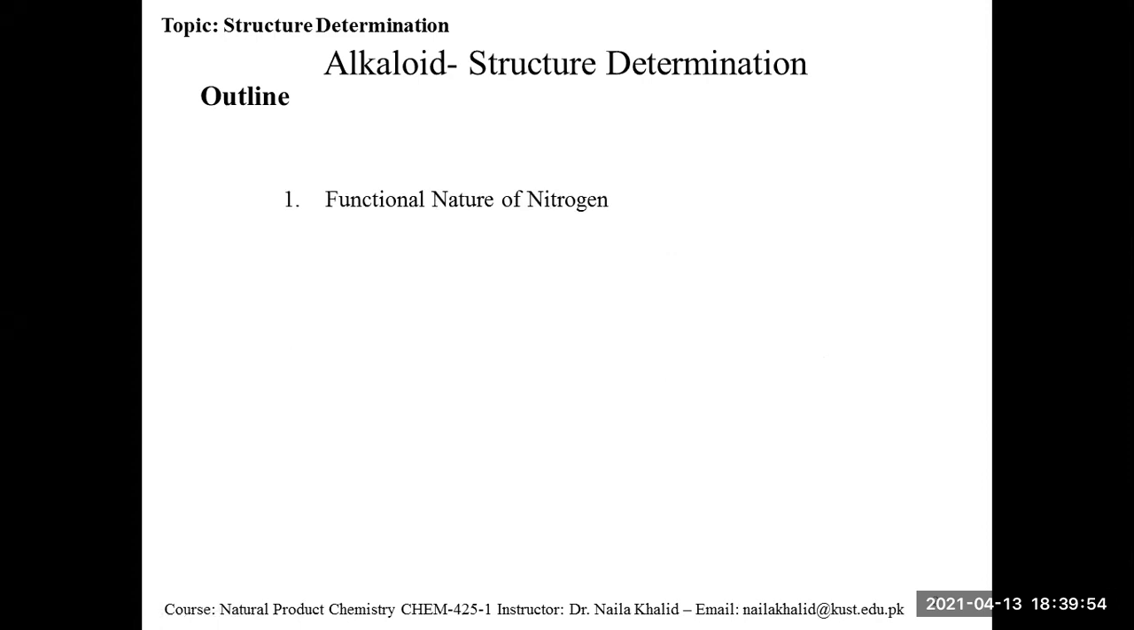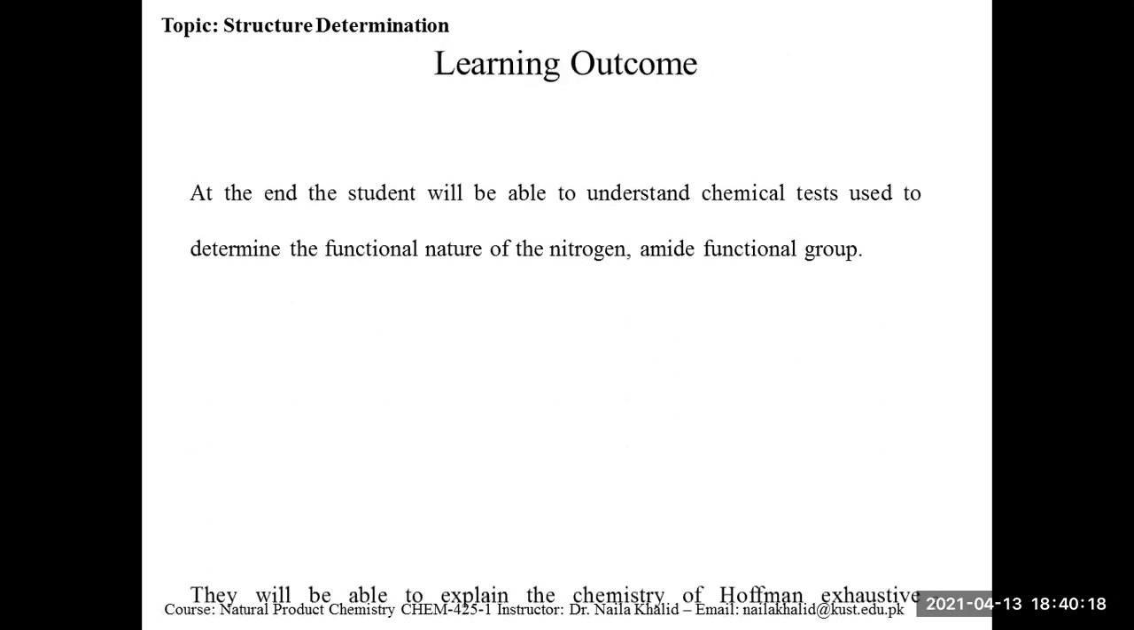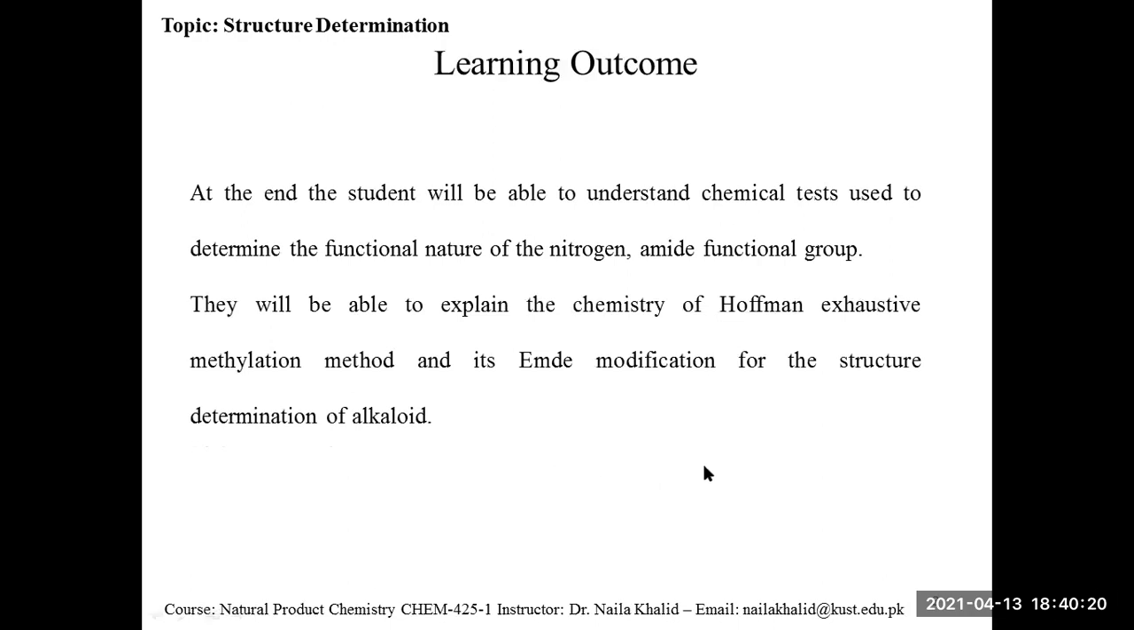Outline of the present session includes degradation of alkaloids. We will discuss in this part only two methods for the degradation of alkaloids, and these will be used to elucidate the structure of alkaloids. Then summary and references to presented material. Learning outcome: at the end of the session, you will be able to understand the Hofmann exhaustive methylation and MD modification method.